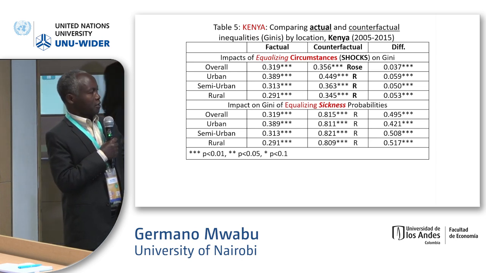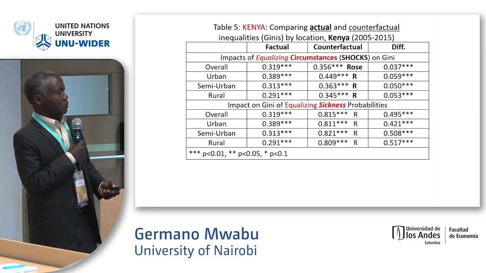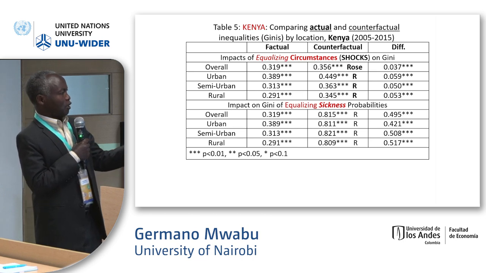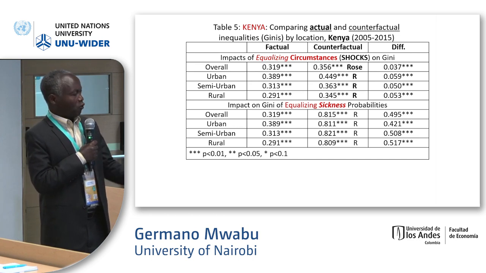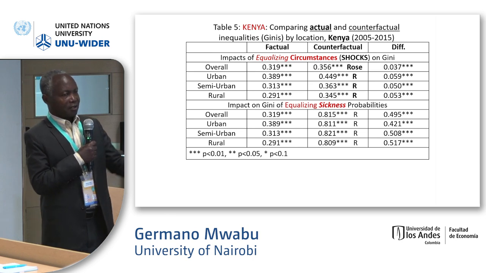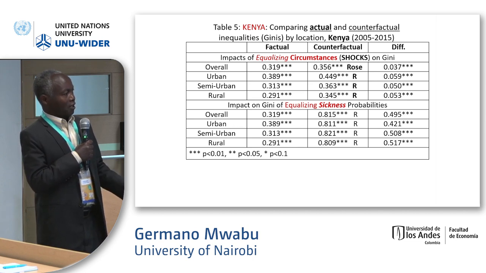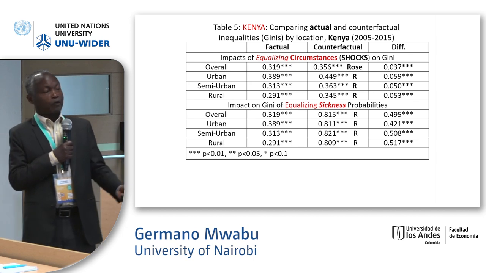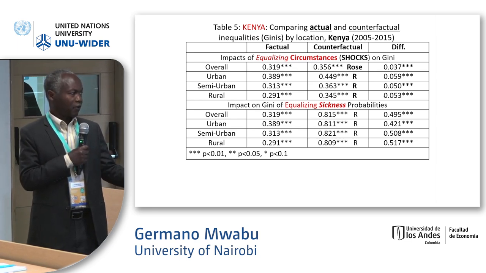So if we equalize the circumstances here, there are shocks, those are lack of rain. So the overall inequality in Gini there is 0.39. It's actually increasing, and if you also equalize sickness, what you find is the inequality also increases. Okay, so if you equalize shocks, bad things, if you equalize sickness, which is also a bad thing, the effect of that is to increase inequality. If you reduce them, the opposite, of course. Actually, this table shows the same finding as in Cameroon.